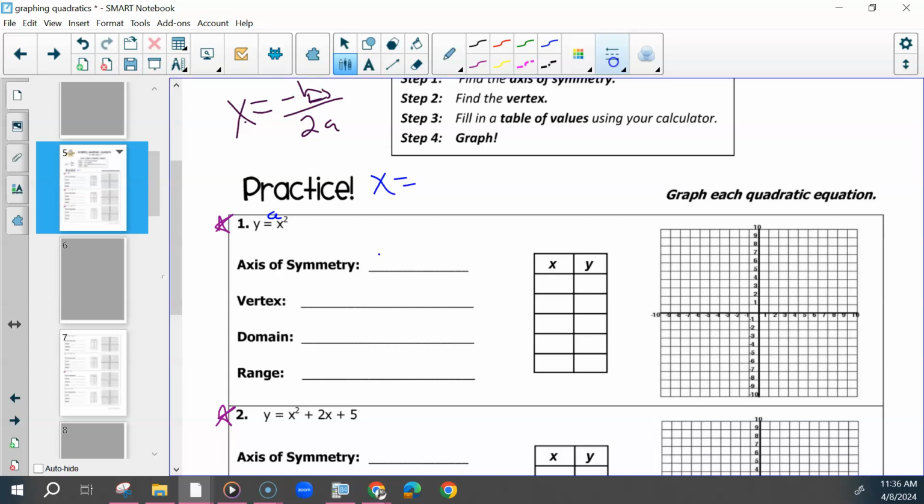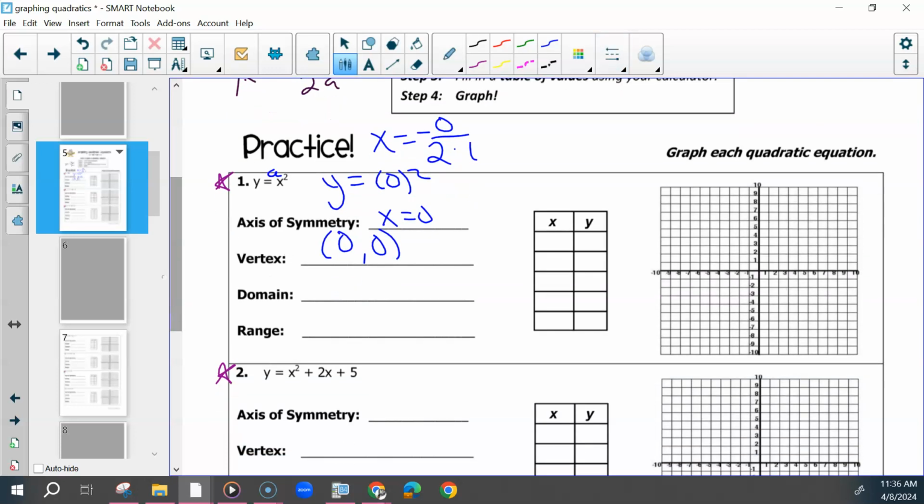0. That is going to be our answer. How would I set this up? X equals negative 0 over 2 times a. And then if I put 0 back in here, my y value would also be 0. So our vertex is (0, 0). You're going to put this point, whatever your vertex is, in the middle of this table. And then you can fill out your x values. You're going to go backwards 2 and forwards 2.